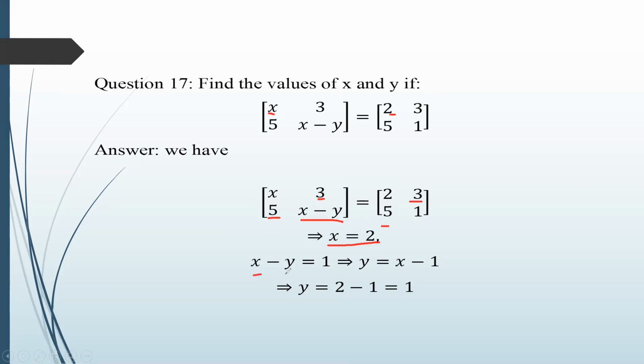So x minus y equal to 1. So this implies y equal to x minus 1. Now we put the value of x here. So is that clear? How we find the value of x and y? Okay, so the value of x is 2 and the value of y is 1.